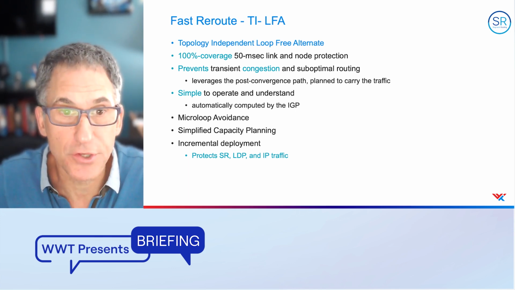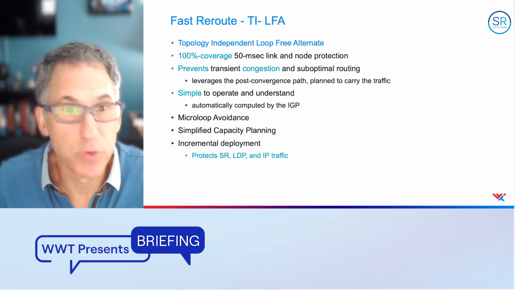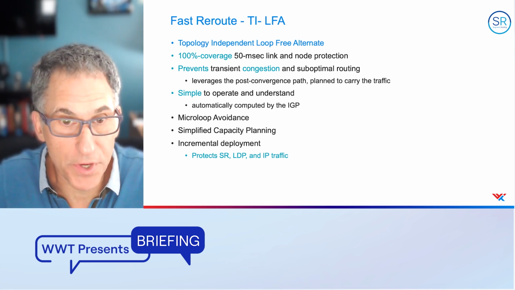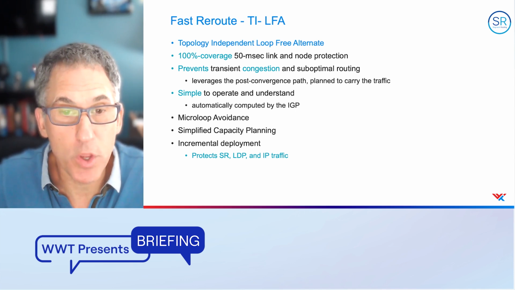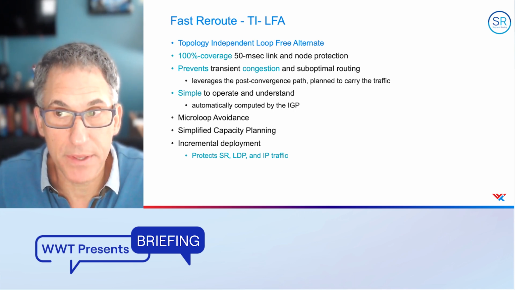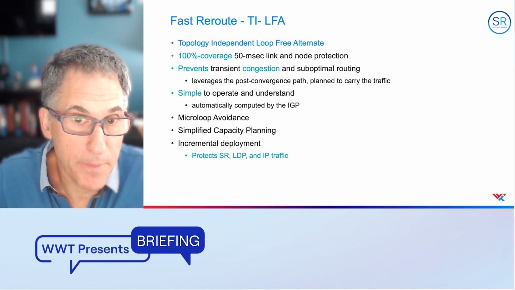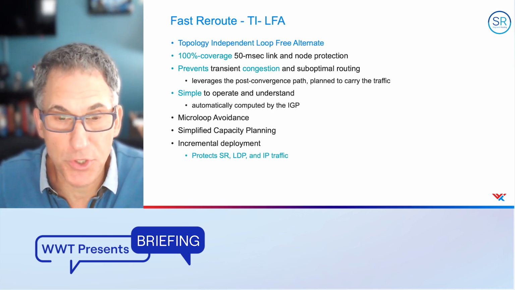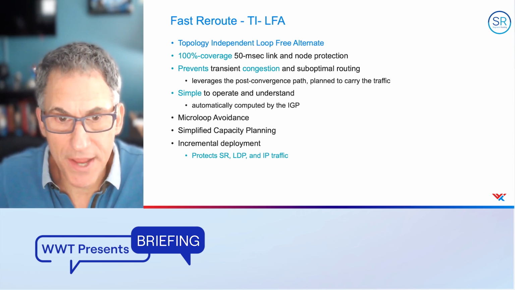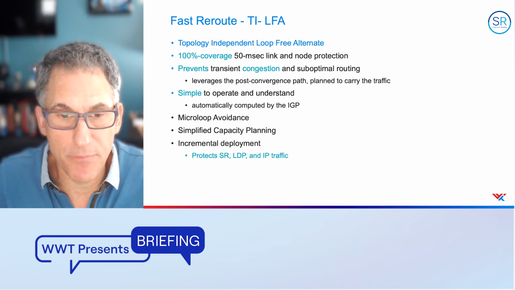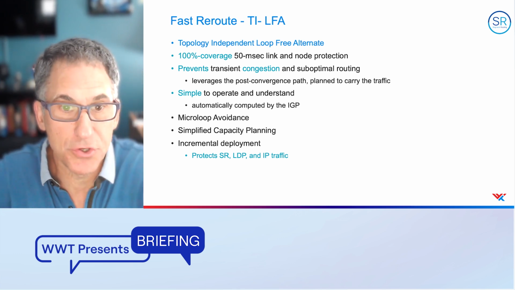So it's really neat, simple to operate, two lines of code on the router, and you're done. It also supports microloop avoidance, and it means no capacity planning. With RSVP fast reroute, you had to do capacity planning. Same thing with DWDM path protection. You've got to do capacity planning and see if you have that capacity. Here, we're just saying, hey, we've got a network. We want to know what the network is in a failed state, and do we have enough bandwidth? And that's it. That's all you need to do.